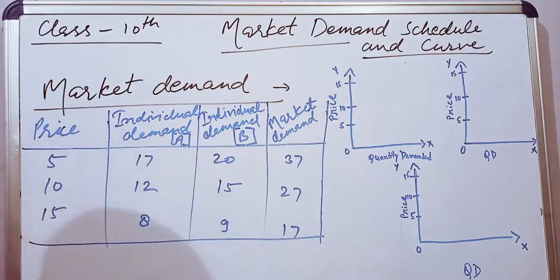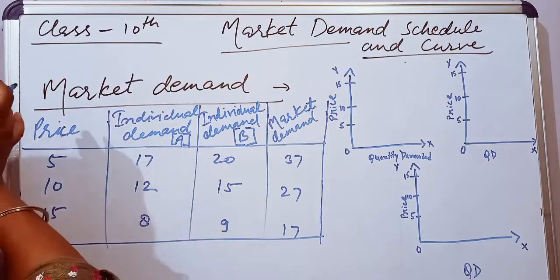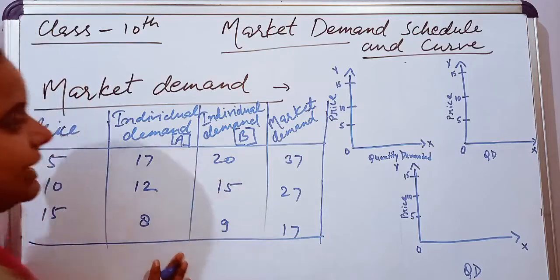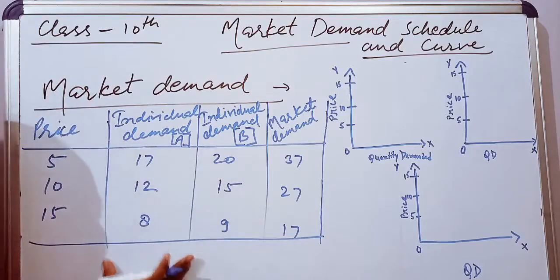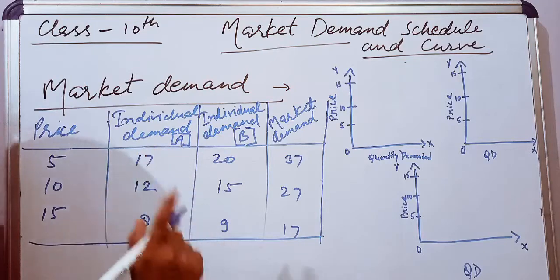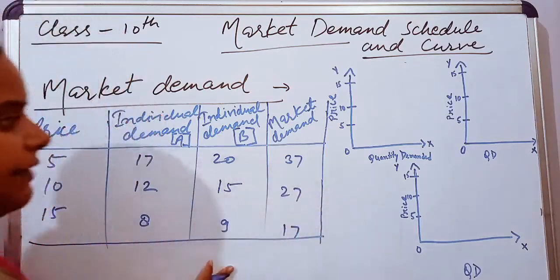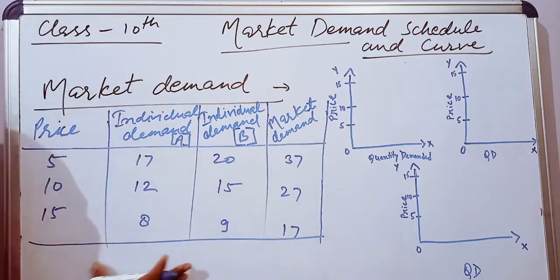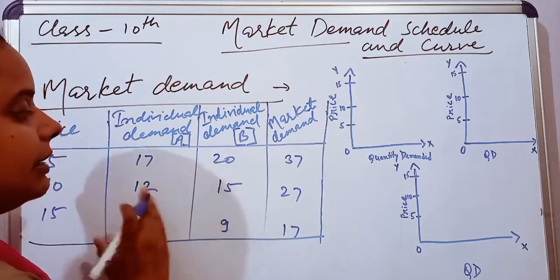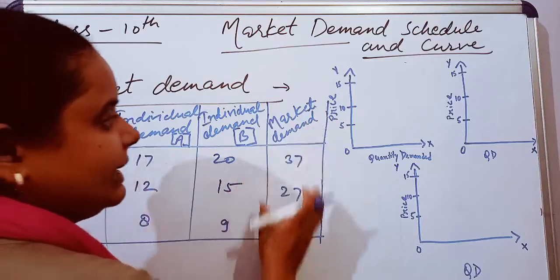First of all, in market demand, what do we need? Before, we discussed individual demand, in which we talked about the demand of one single individual. But here, when we are talking about the market, we will assume two individuals, and the sum of their demand will create the market demand.